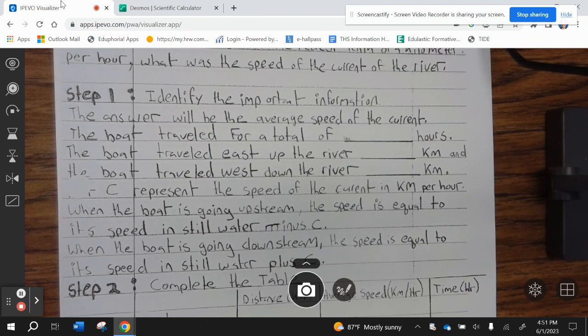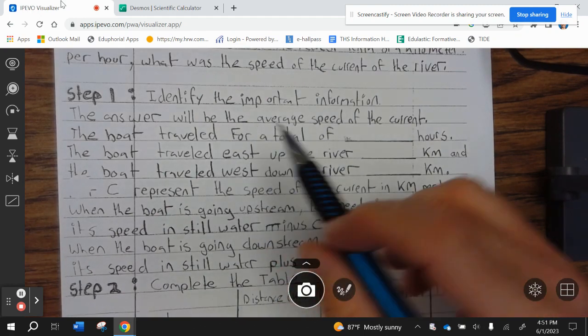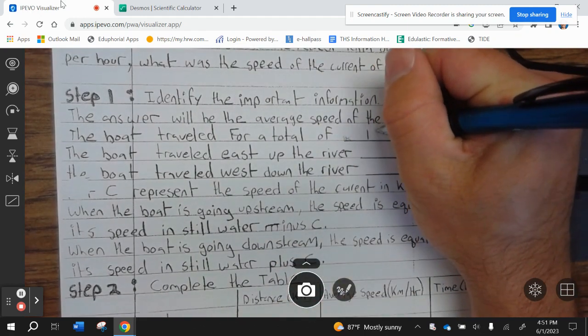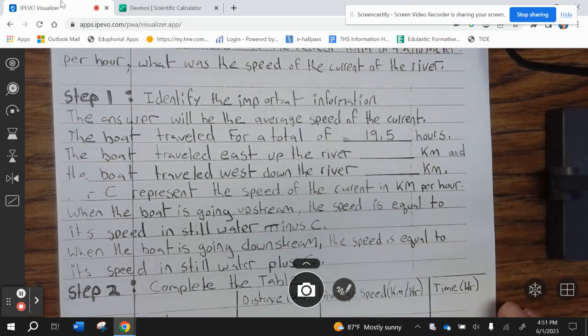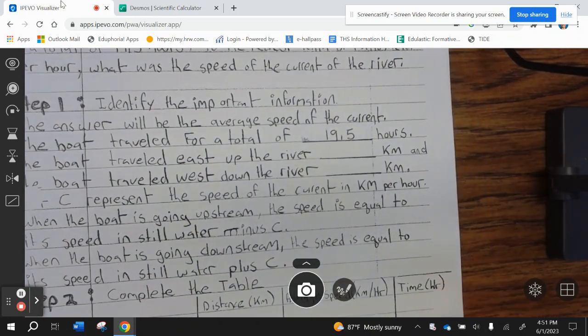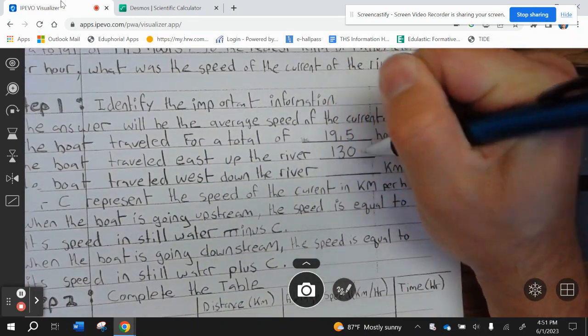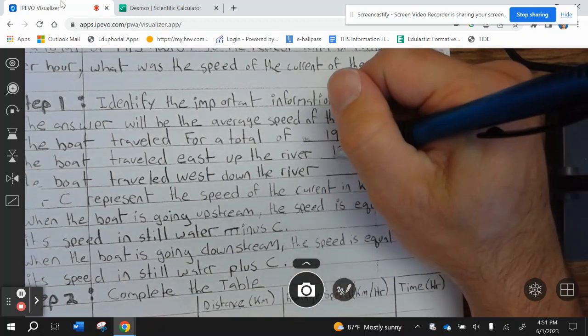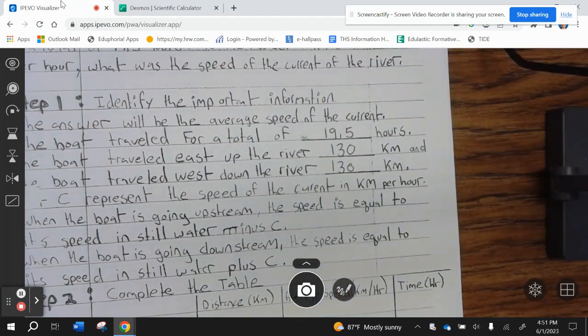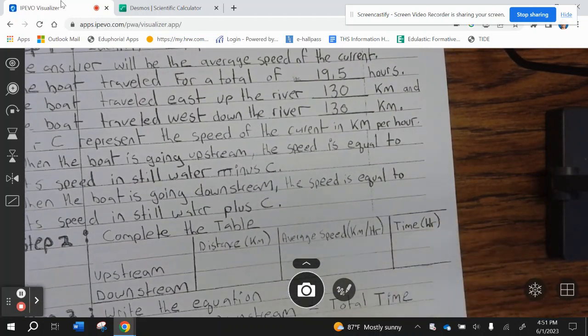The answer will be the average speed of the current. The boat traveled for a total of 19.5 hours. The boat traveled east up the river 130 kilometers, and it traveled west 130 kilometers. The C represents the speed of the current in kilometers per hour.